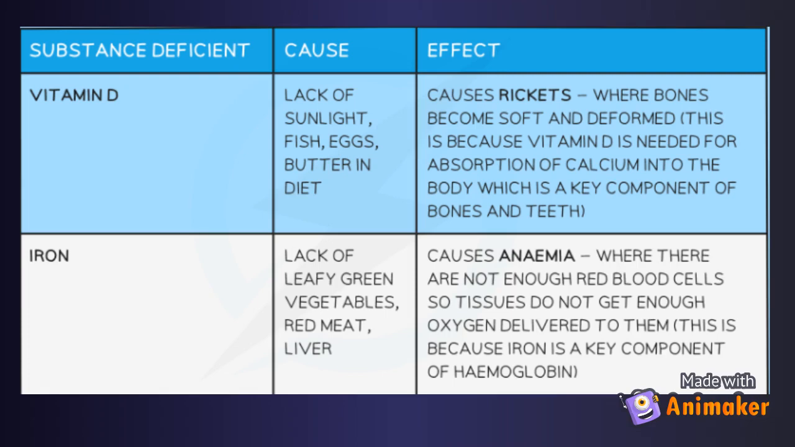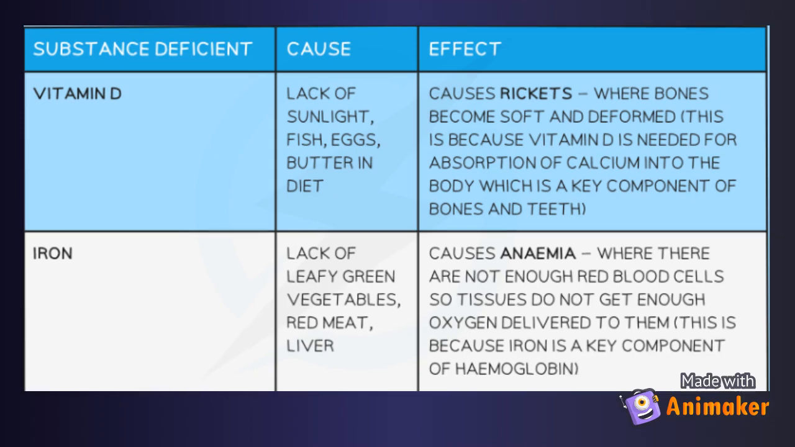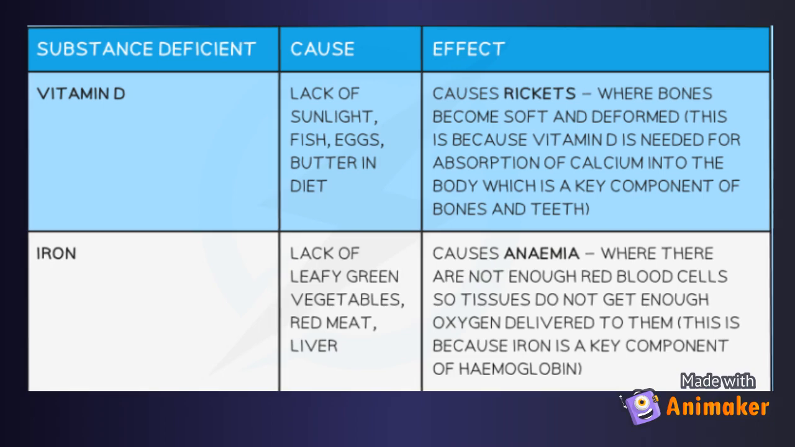The other one is iron. So if you have a lack of leafy green vegetables, red meat or liver, then there are chances of you getting iron deficiency. The effect of iron deficiency is anemia. Here there aren't enough red blood cells. That is why your tissues do not get enough oxygen delivered. So this is because iron is a key component of hemoglobin.